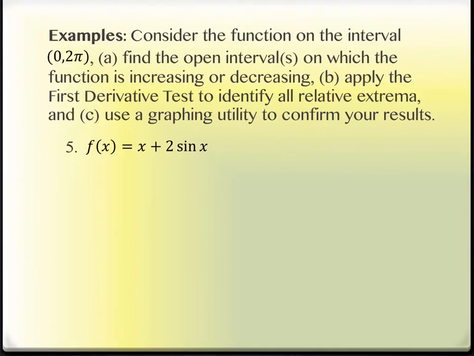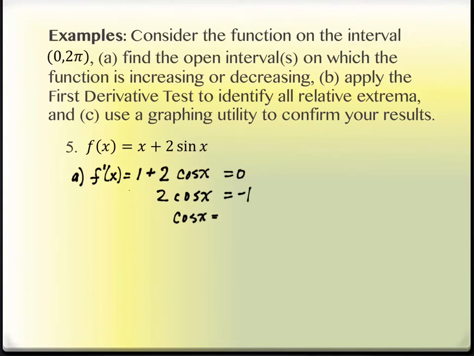All right, so as we're starting part A, which will include all of the sign chart parts on this one, my derivative will be what? 1 plus 2 cosine of x. Is everybody good with that? Yes, good job. Then we're going to set it equal to 0. It's a trig function, so I'll subtract my 1. So I have 2 cosine of x equals negative 1. I'll divide by 2, so cosine of x equals negative 1/2.